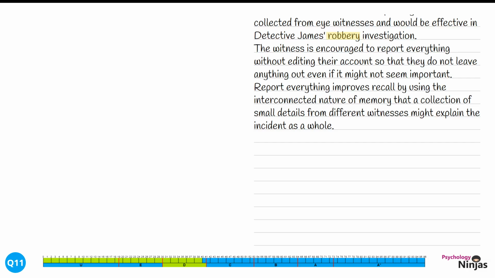Report everything improves recall by using the interconnected nature of memory, so that a collection of small details from different witnesses might explain the incident as a whole. We've clearly explained what report everything involves and that we're not going to leave anything out. More importantly, we've explained why this is important. So we've talked about the interconnected nature of memory and how this might help an investigation.